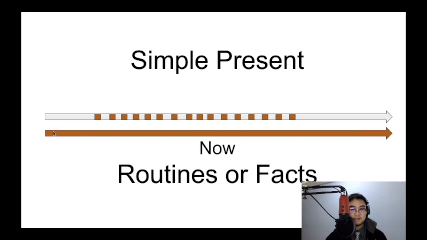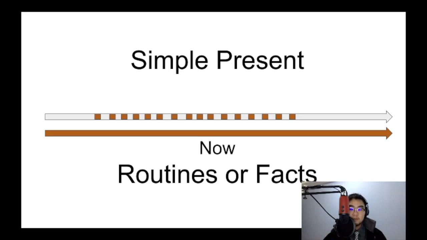Something that happens regularly. It can also be something that's true. So here, the second arrow represents something that is always true, or at least something we understand to be true all the time. For example, I like tea, or my name is Yuhan, right? Or I like the color blue. So for facts and routines, we use simple present.